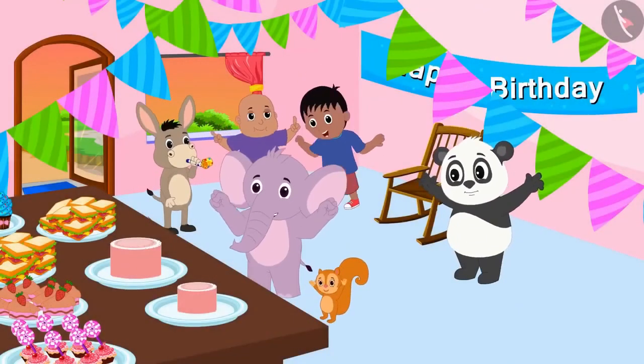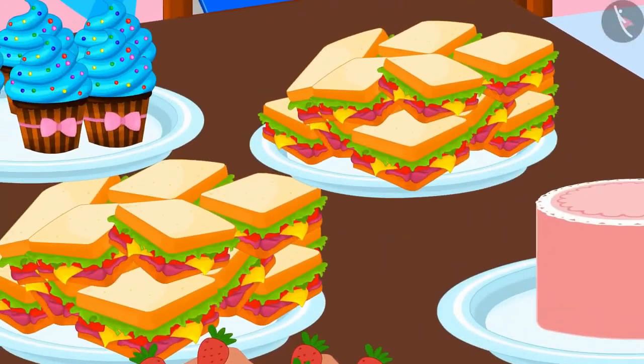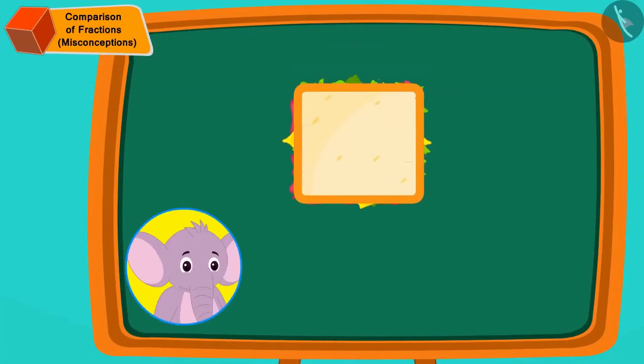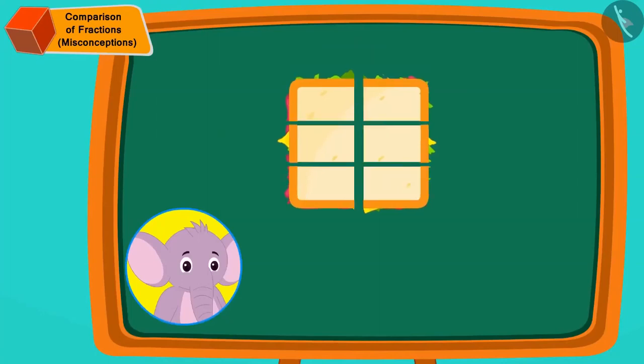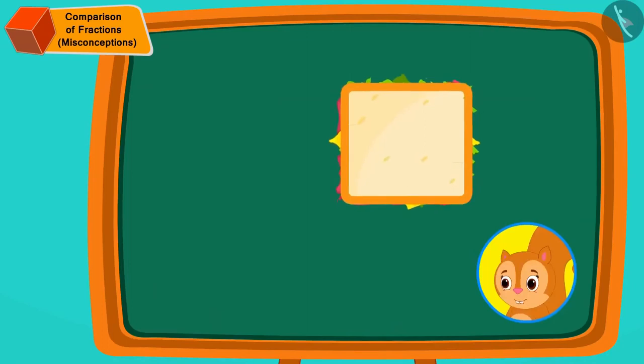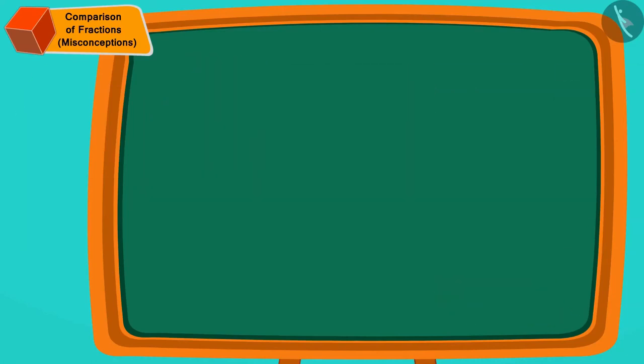Now Appu and Chanda have made delicious sandwiches for all the party guests. Appu cut the sandwich into 6 equal pieces like this and gave Raju 1 piece, or 1/6 part, while Chanda cut her sandwich in 2 equal parts and gave Bablu 1 piece, or 1/2 part.